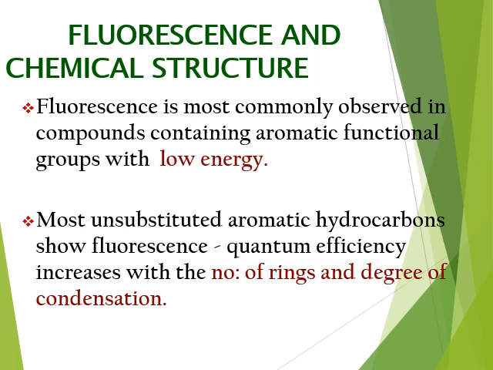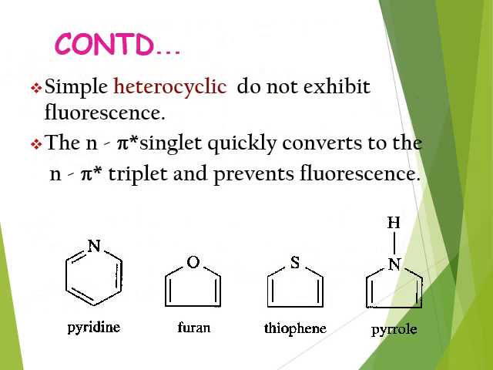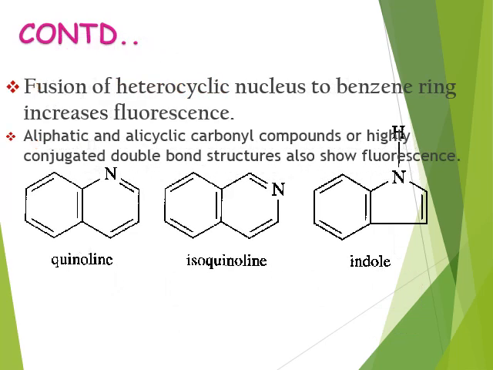Most unsubstituted aromatic hydrocarbons show fluorescence. Quantum efficiency increases with the number of rings and degree of condensation. Simple heterocyclic compounds do not exhibit fluorescence, for example pyridine, furan, thiophene, pyrrole. While fusion of a heterocyclic nucleus with a benzene ring increases fluorescence.